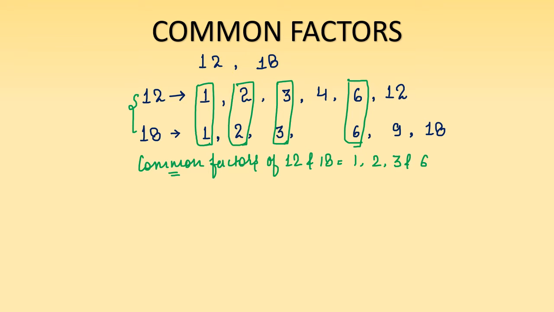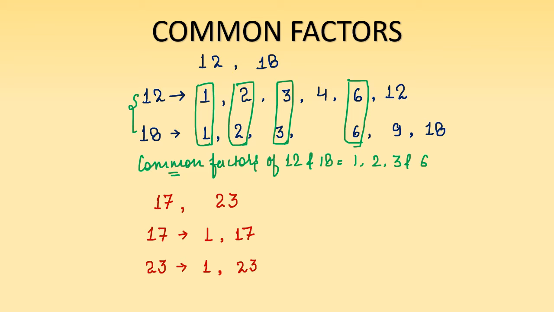Now let us take two more numbers, 17 and 23. Now write the factors of 17. So we have 1 as the factor of 17 and 17 itself as the factor of 17 because 17 is a prime number. Now write the factors of 23. So 23 is again a prime number. There will be only two factors, that is 1 and 23 itself.